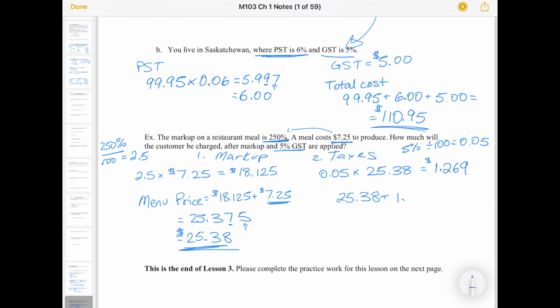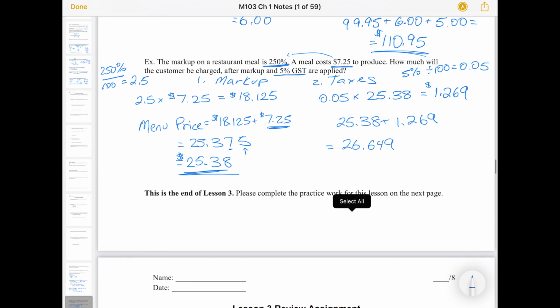Now I add them together. 25.38 plus 1.269. And I get 26.649. That is really close. But what should my actual price be? Rounding up because I've got a 9. So this is going to be $26.65. So that would be the cost of the markup and the taxes.